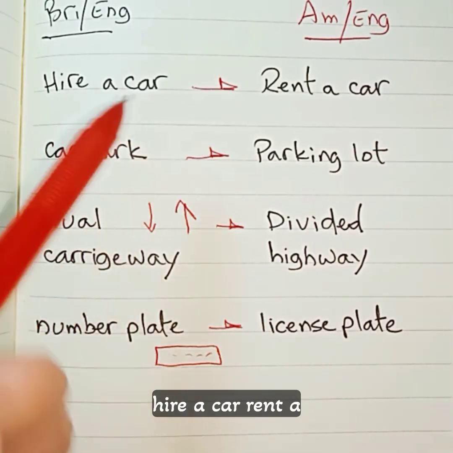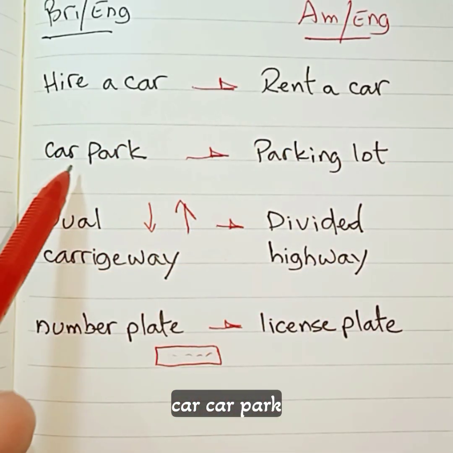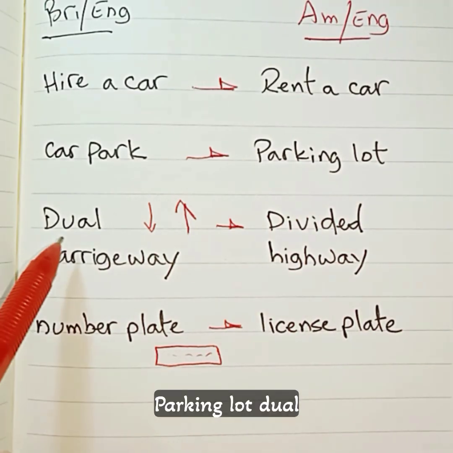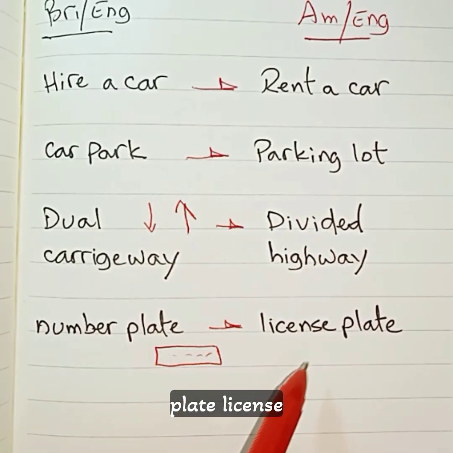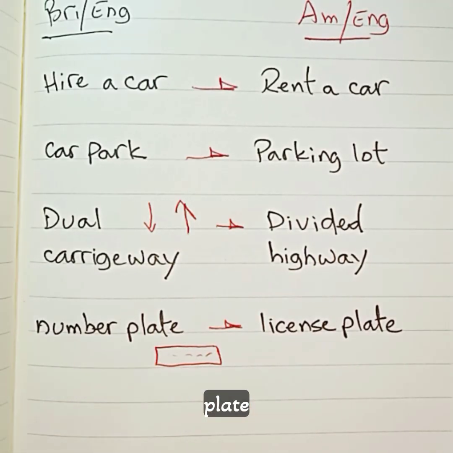You know, the plate that comes with a vehicle, there is some information about the vehicle. Again, hire a car, rent a car, car park, parking lot, dual carriageway, divided highway, number plate, license plate. Next.